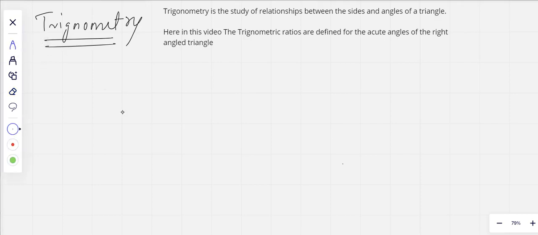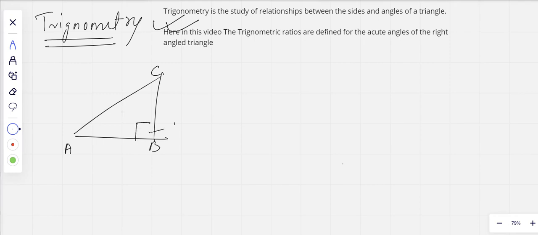In this video, we'll study trigonometry. Trigonometry is basically the study of the relationship between the sides and the angles of a triangle. For example, let's say we have a triangle ABC, where angle B is always 90 degrees.